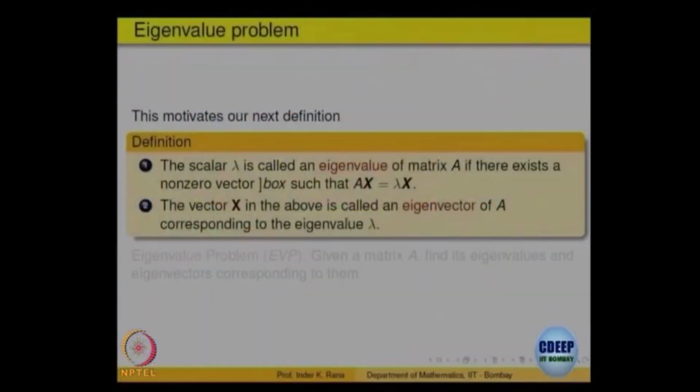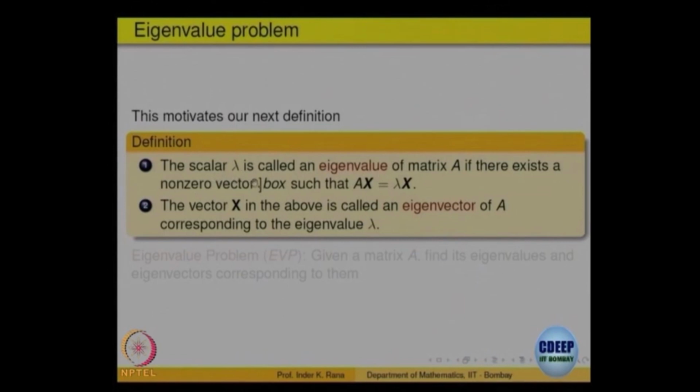Not only can it be diagonalized, meaning I can find a matrix P such that P inverse AP is diagonal, I also know what the diagonal matrix is. The scalars that appear on the diagonal are the solutions of determinant of A minus lambda I equal to 0. So it becomes important to solve the determinant of A minus lambda I. Let us write that as a definition. These are the questions.